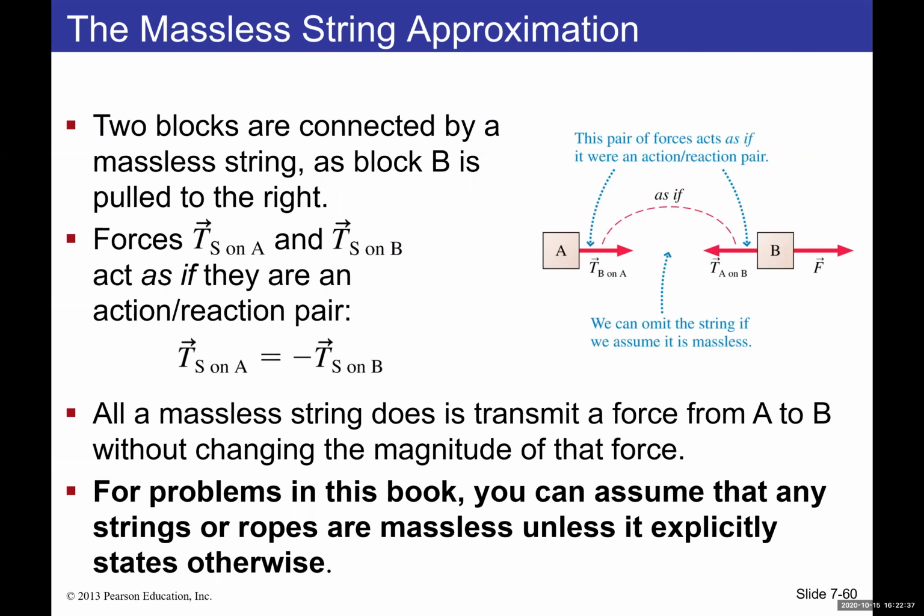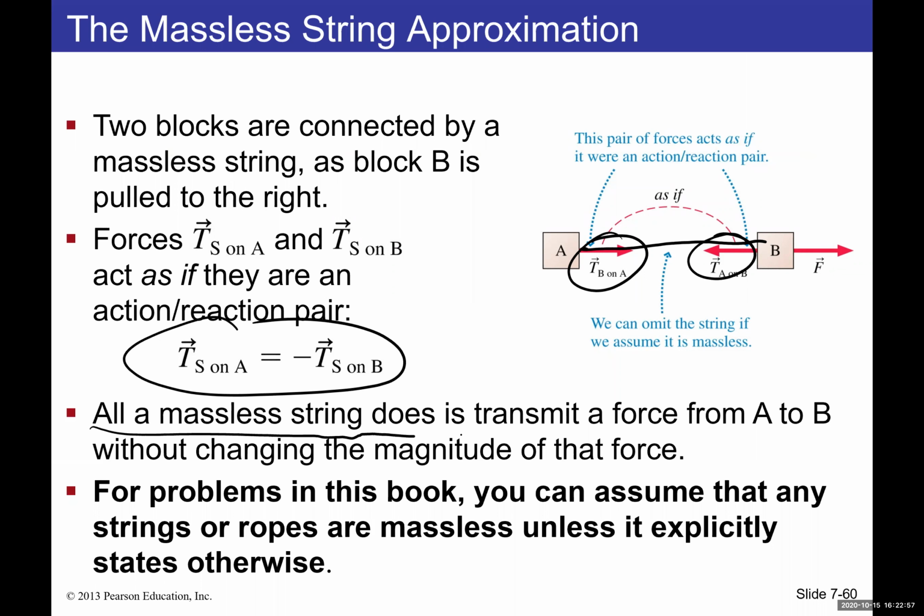That means all we have to say is that if you have a rope connecting two objects, A and B, then whatever tension B exerts on A is exactly the same as A exerts on B. That means the tension acting on A is exactly the same as the tension acting on B. So that's another constraint we can make. All a massless string does is transmit force from A to B without changing the magnitude of that force. So for problems in this book, you can assume that any strings or ropes are massless unless it explicitly states otherwise. All right.